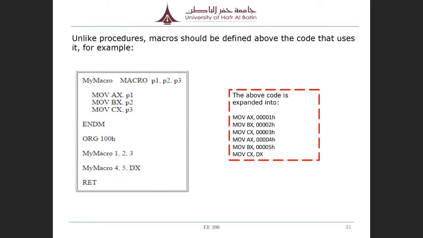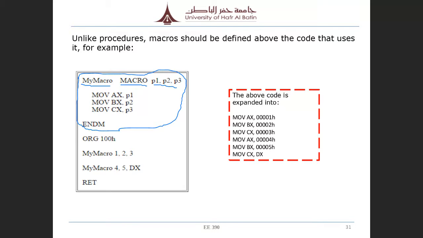Okay, let's see more examples about the macro. For example, the macro name is MYMACRO, then MACRO, and then the parameters are P1, P2, and P3. What are we doing using these parameters? For example, MOV AX, P1, MOV BX, P2, MOV CX, P3. Then this is the end. So this is the macro, or our function.